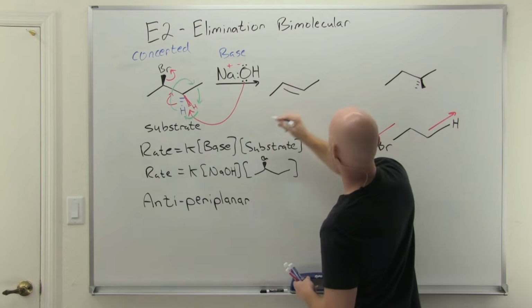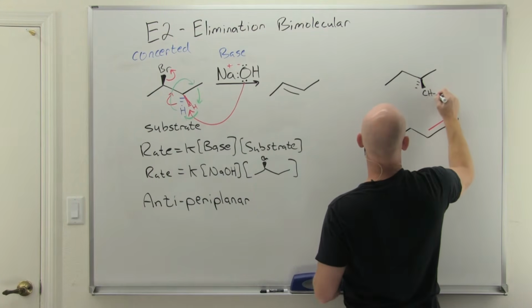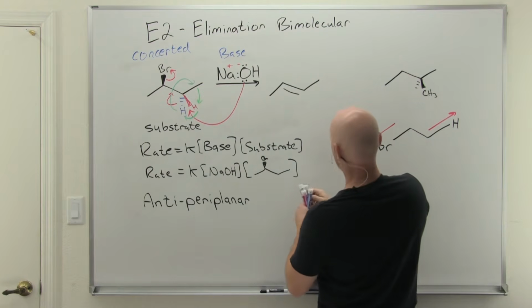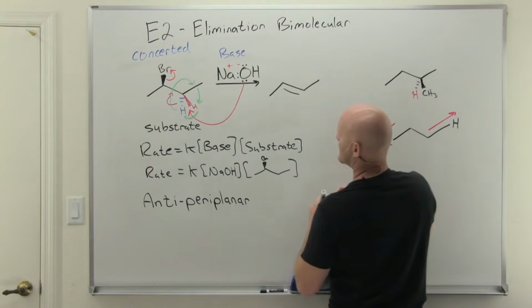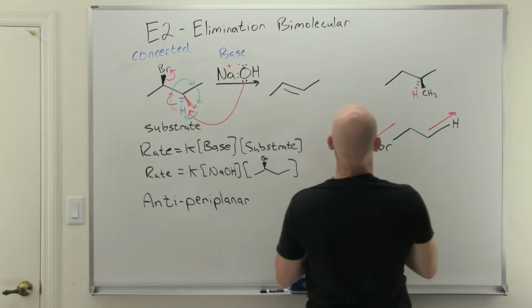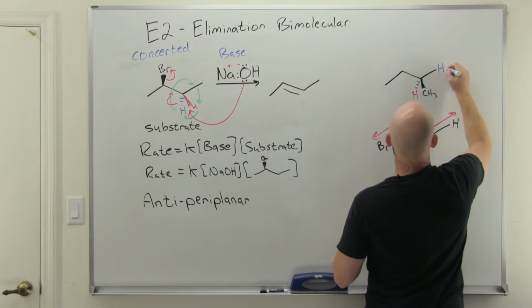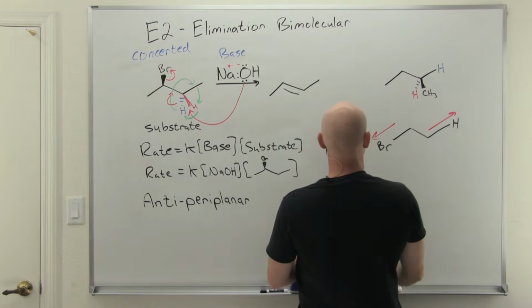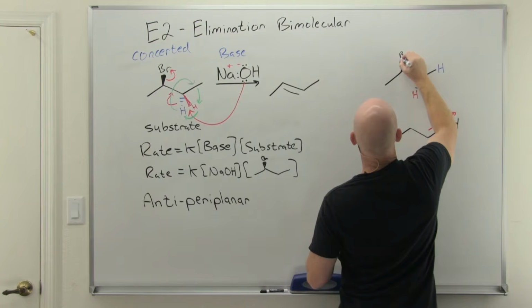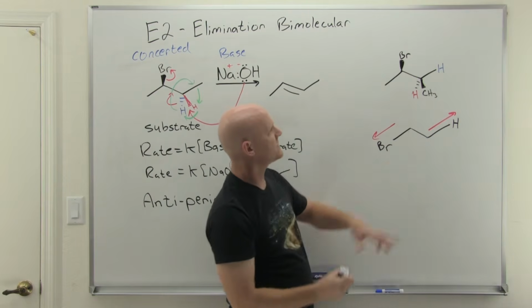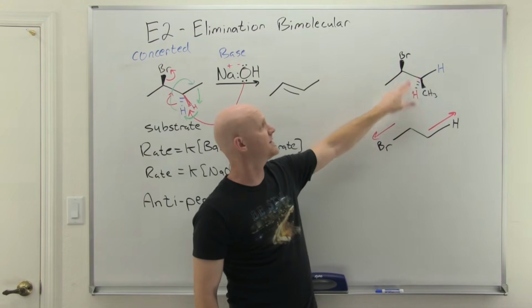Cool, so in this case, the methyl group is now in the wedged position. The red hydrogen is now in the dashed position, and the blue hydrogen is now in the plane. I've left that bromine right where it was. Cool, and now I can see that it's actually the red hydrogen that's antiperiplanar to the bromine.